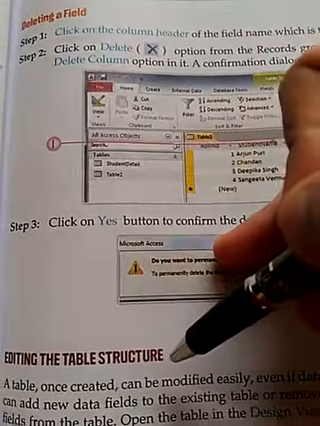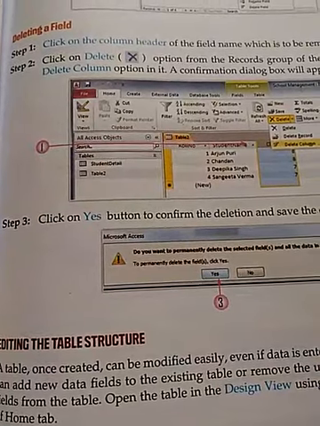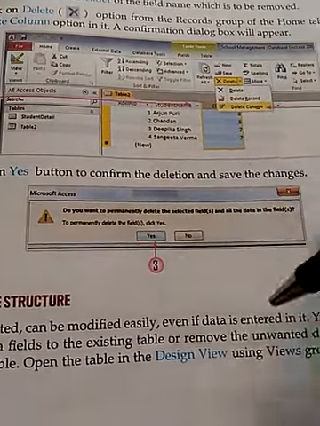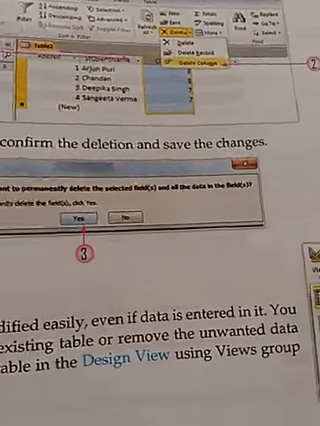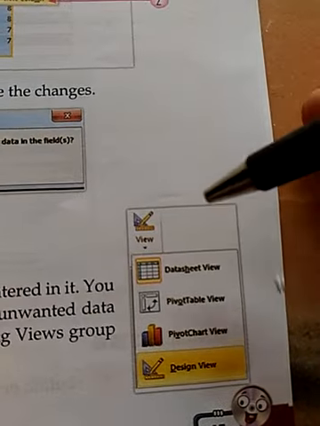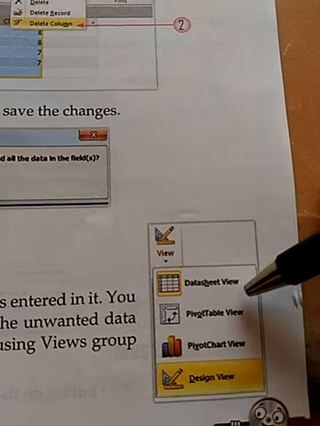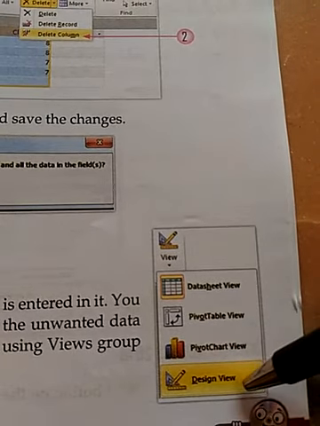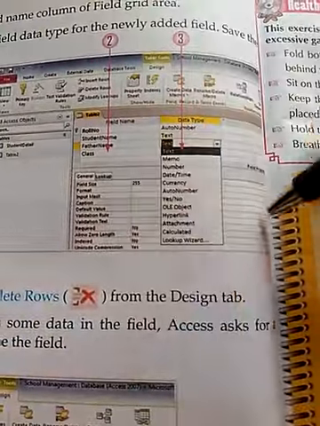Now, editing the structure of the table means if you want to change the data type, or you want to insert a new column, or you want to delete a column, then this can be done. First you need to open the table in design view. You can select the view by this option which is present on the home tab. Here you will find datasheet view, pivot chart, design view. From here you select the option design view. Then your table will be opened in the design view.